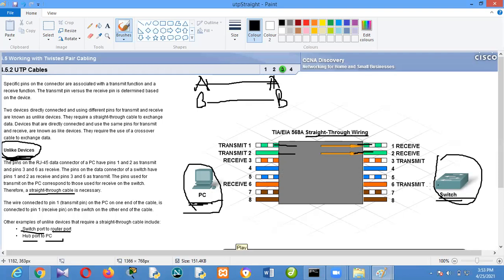Now, when the switch wants to respond back to the PC, it will respond from pin 3. Pin 3 will locate pin 3 here, and pin 6 to pin 6. So this is how communication works through straight-through cables.